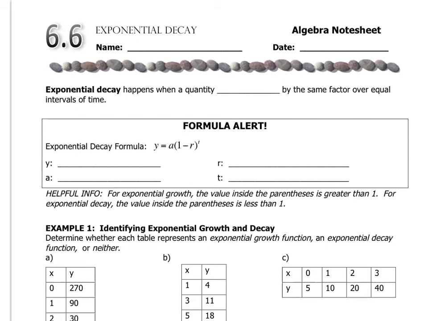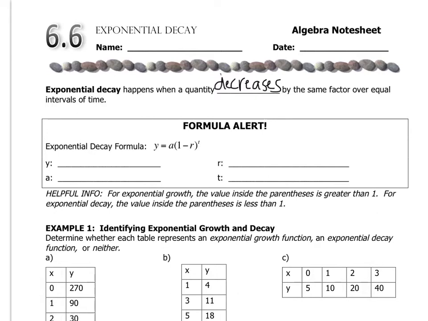Here's some good news. If you understand exponential growth, you'll very easily understand exponential decay. The only difference between growth and decay is that growth is when the value is getting larger and decay is when the value is getting smaller. Exponential decay happens when a quantity decreases by the same factor over equal intervals of time.